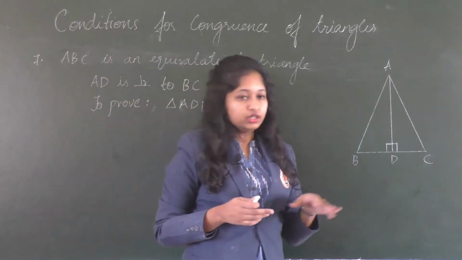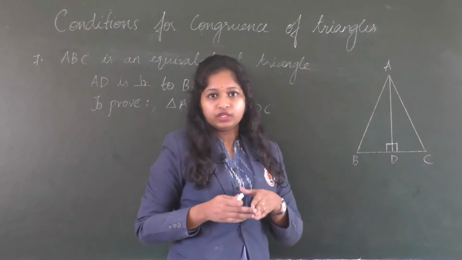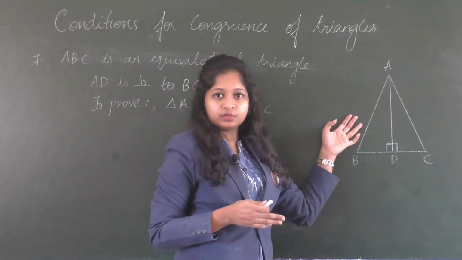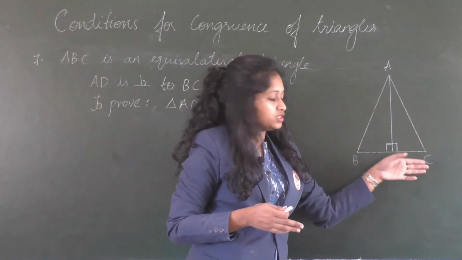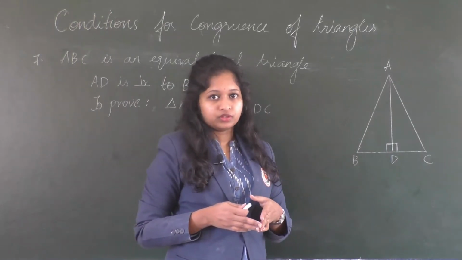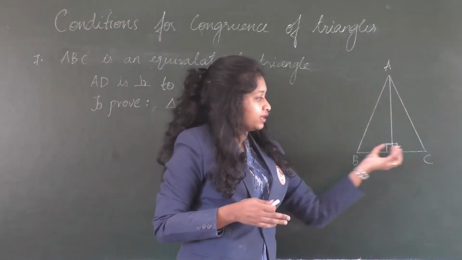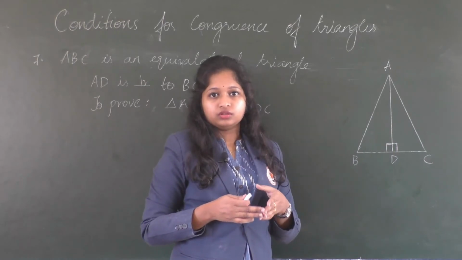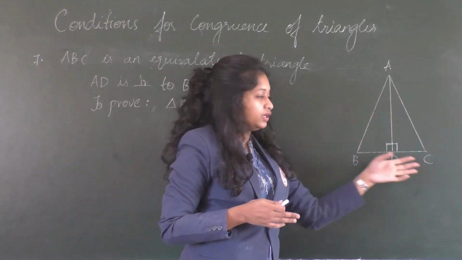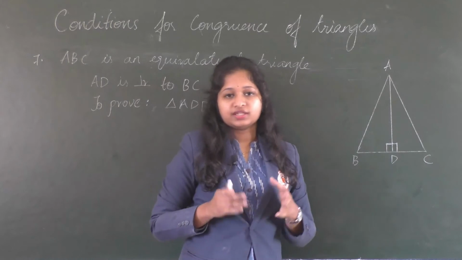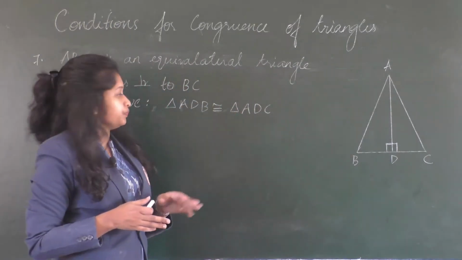In an equilateral triangle, all the sides would be equal. That means if AB is 5 centimeter, then BC and AC will also be 5 centimeter. And all the angles would be equal. Angle A, angle B and angle C will be equal. That is the speciality of an equilateral triangle.